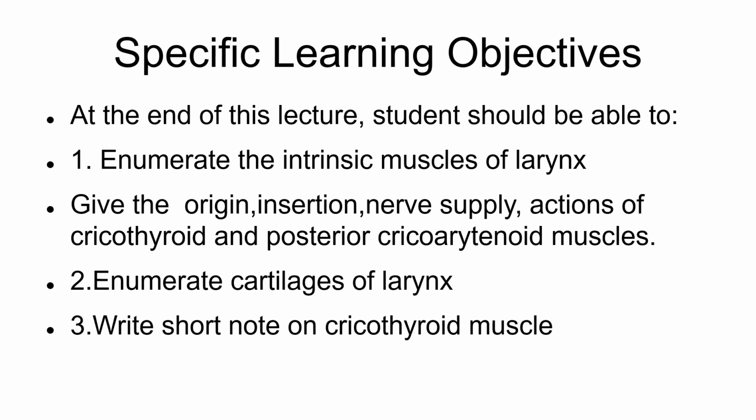So at the end of this lecture, you should be able to enumerate the intrinsic muscles of larynx and also the cartilages of larynx. You should be able to write a short note on cricoid muscle. You should be able to give the origin, insertion, nerve supply and actions of only two important muscles, that is the cricothyroid and posterior cricoarytenoid muscles.